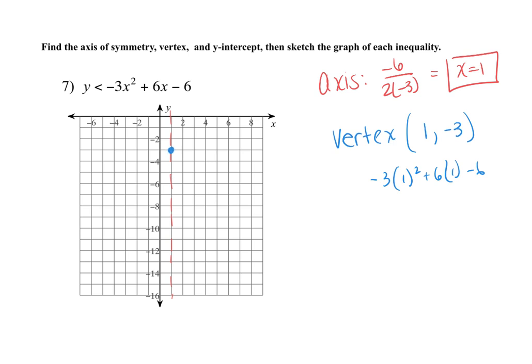And then my y-intercept is just going to be 0, -6. So I'm going to go to -6, and mirror that across. This is going to be pointing down, which it should be because it's a -3 in front. This tells me it's pointing down.